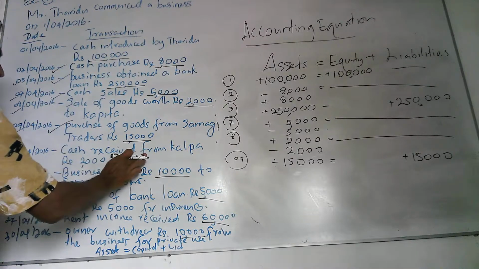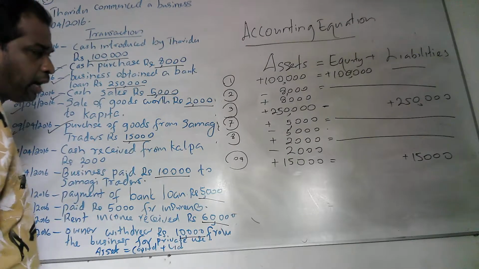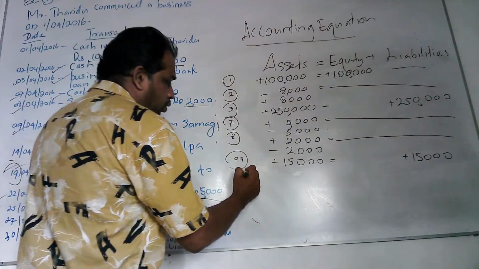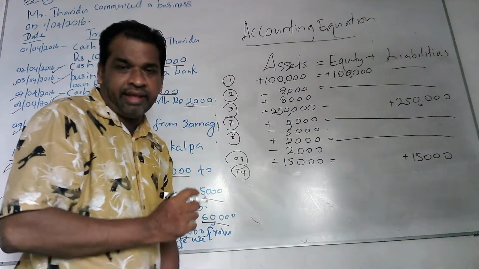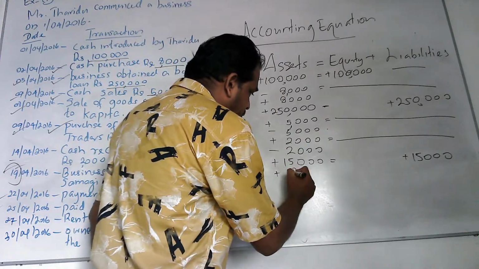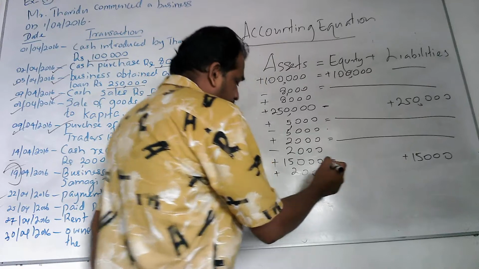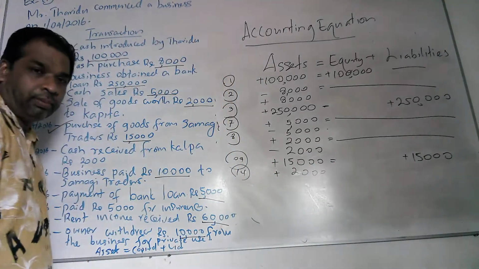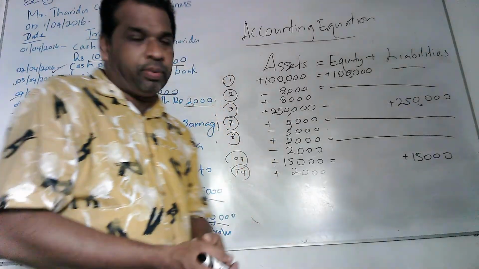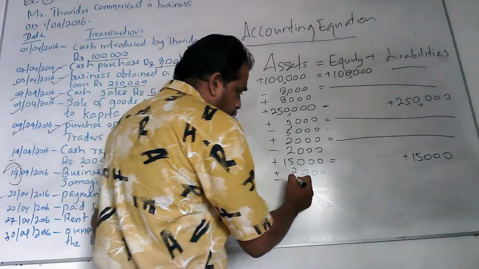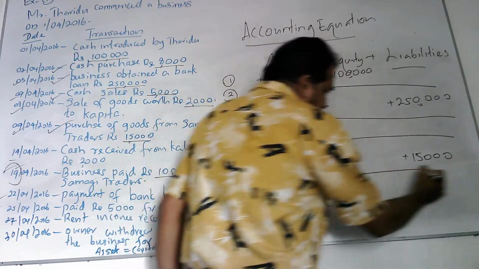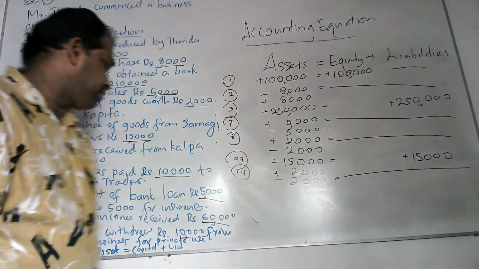The next one, cash received from Kalpa 2,000. When you receive money, cash asset increases, so it will increase assets by 2,000. Then Kalpa was a debtor or trade receivables. Therefore, again there will be a decrease in your trade receivables, so customers. Nothing will happen to equity or liabilities.